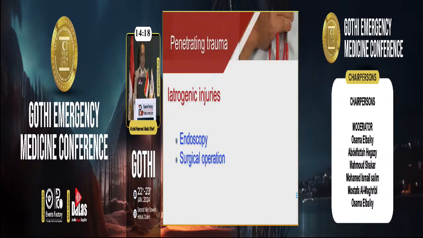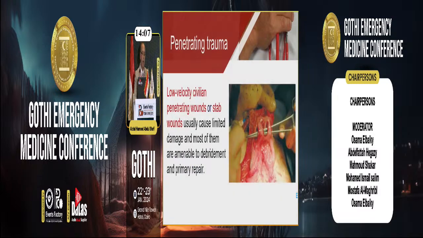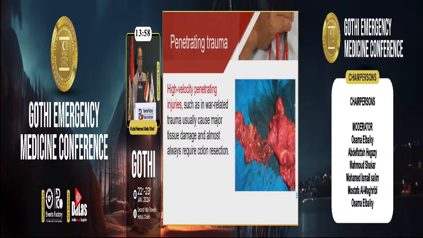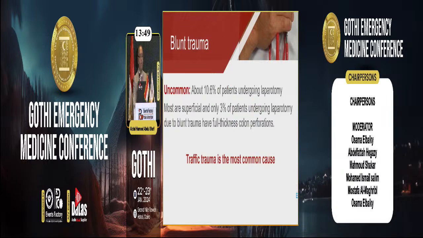Iatrogenic injuries occur especially after endoscopy with polypectomy or deeper biopsy, and after surgical operations, especially obstetric and gynecological operations and certain neurosurgical operations. Low velocity civilian penetrating wounds or stab wounds usually cause limited damage, and most of them are amenable to debridement and primary repair. High velocity penetrating injuries, such as war-related, are common, found in 10.6% of patients undergoing laparotomy. Traffic trauma is the most common cause. The left colon is the most commonly injured, followed by the right colon and transverse colon.